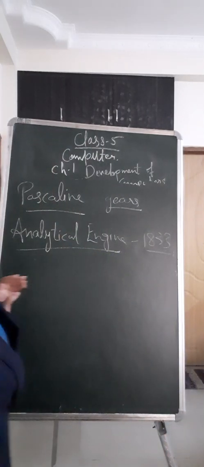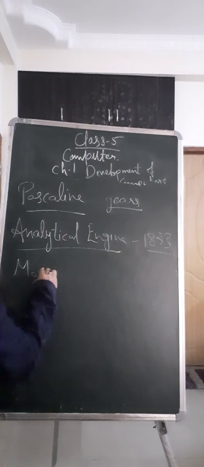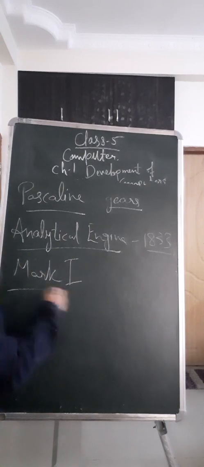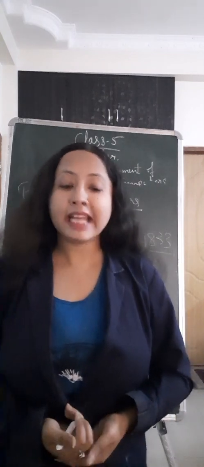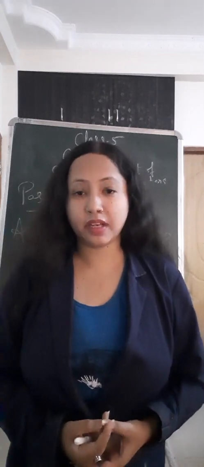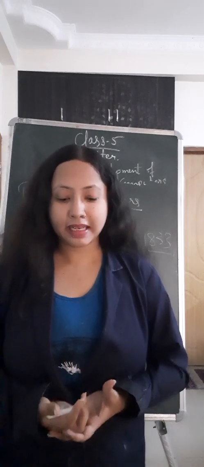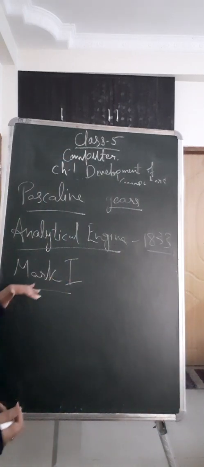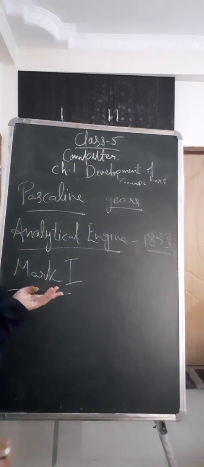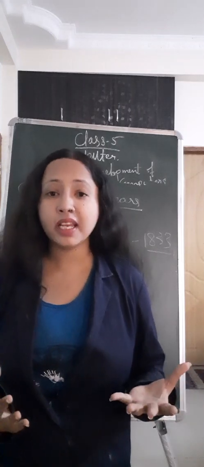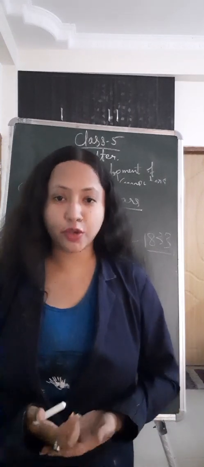Now children, the next one we have is Mark 1. Mark 1 is our next computer, and it was developed by Howard Aiken in 1941. It was working automatically and it was not requiring any manual operation. It was an automatic machine and did not require any sort of human intervention.